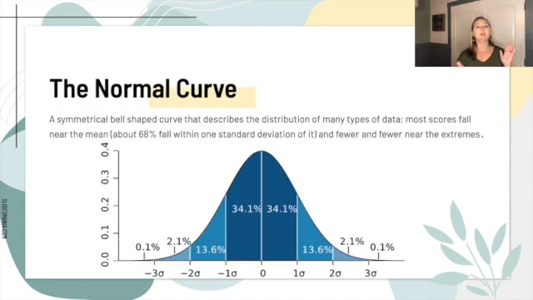Okay, we're going to talk about the normal curve. Now, this is a bell-shaped curve. You'll also hear this called the bell curve. It describes the distribution of many types of data. Most scores fall near the mean or the average. As a matter of fact, about 68% of your scores will fall within one standard deviation of it. And then you'll get fewer and fewer near the extremes. So it's shaped like a bell.